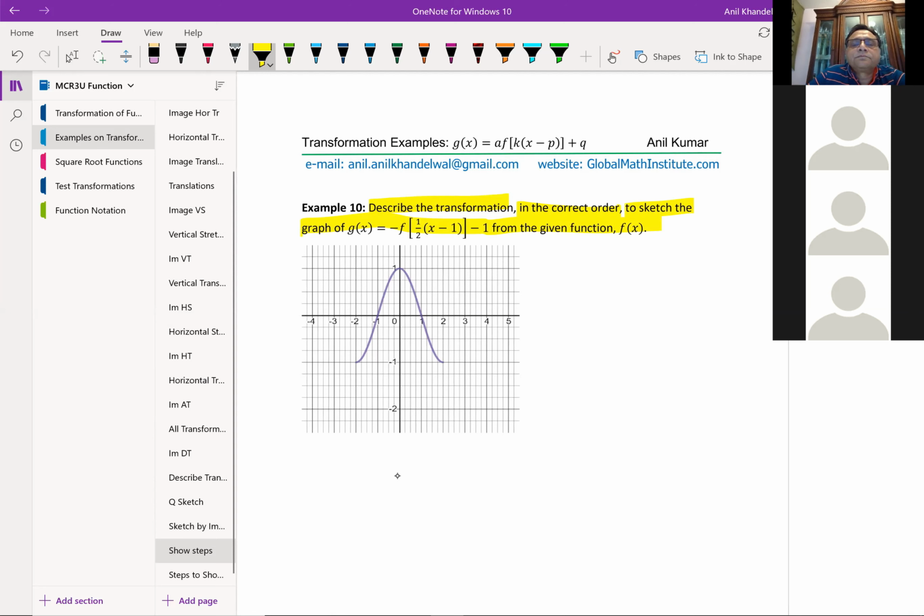So, sir, given that there is negative on the factor of a, the graph would reflect over the x-axis. Correct. And there's a half, so it would be a horizontal stretch of 2. Correct. And your graph would be translated 1 unit to the right and 1 unit down. Perfect. And the order was absolutely correct as you move from left to right.